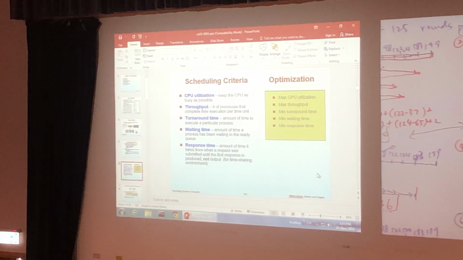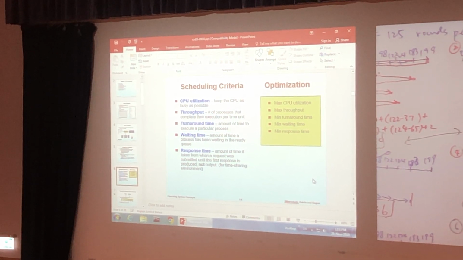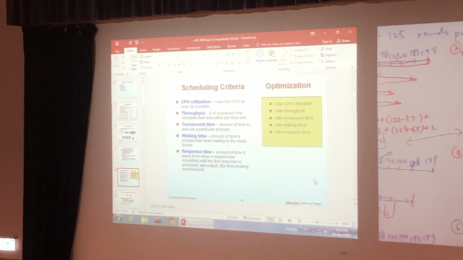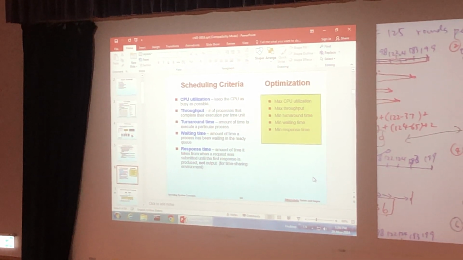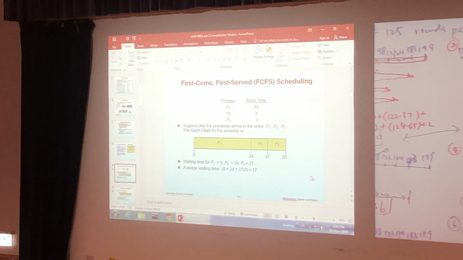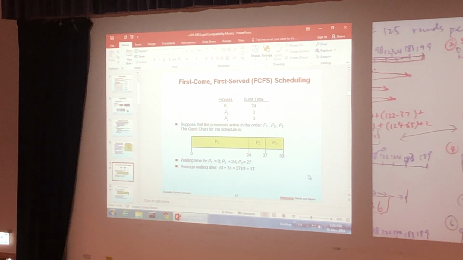Before we go into different scheduling algorithms, we talk about objectives. So make sure you understand the different criteria: CPU utilization, throughput, turnaround time, waiting time, response time. And then we go through all the different scheduling algorithms.